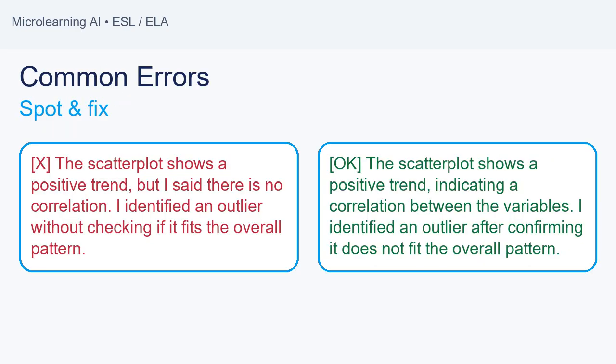Common mistakes include: the scatterplot shows a positive trend, but I said there is no correlation. I identified an outlier without checking if it fits the overall pattern. Correct versions are: the scatterplot shows a positive trend, indicating a correlation between the variables. I identified an outlier after confirming it does not fit the overall pattern.